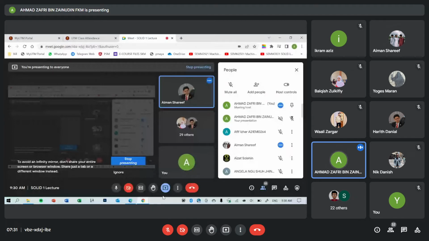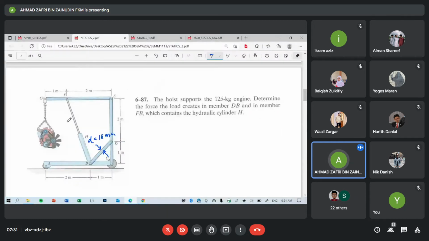Is it the same internal force? The internal force in FH and the internal force in HB, is it the same? When we make a section at FH, and then when we make a section at HB, do you think the internal force is the same value? Is it the same or different? Internal force, it's different.